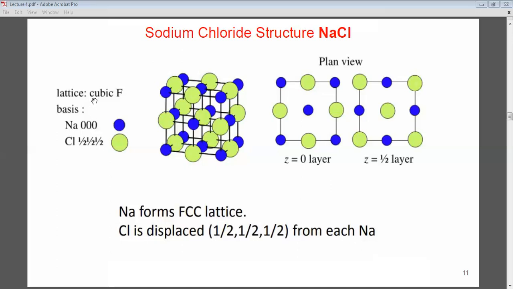I don't say here I have a cubic F with sodium at 0, 0, 0, sodium at half, half, 0, sodium at half, 0, half, and then a chlorine at another 4 positions. No, I just say it's a cubic F, okay, where this is the basis. This is the basis, okay? There is sodium at 0, 0, 0, and there is chlorine at half, half, half.